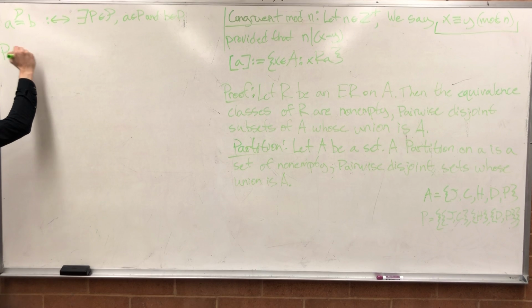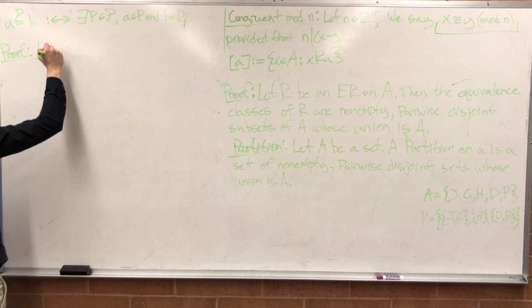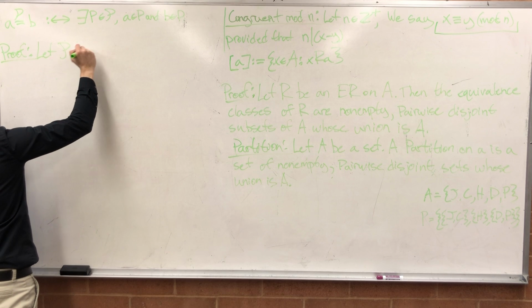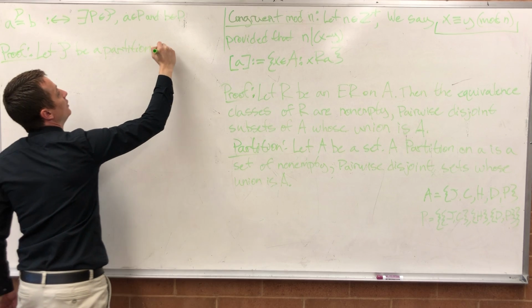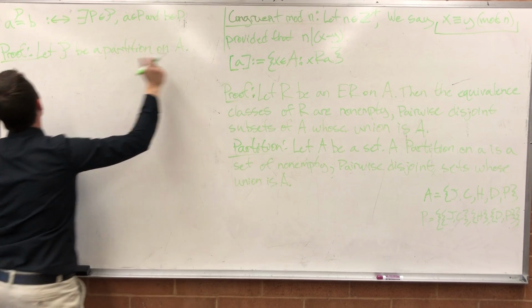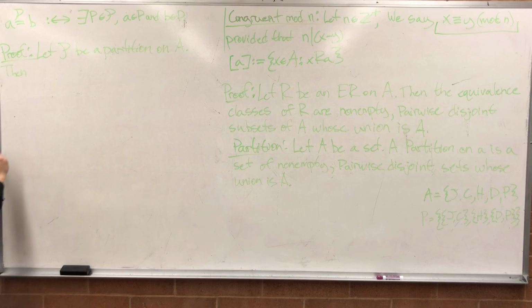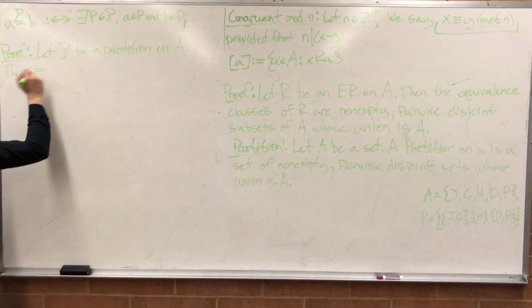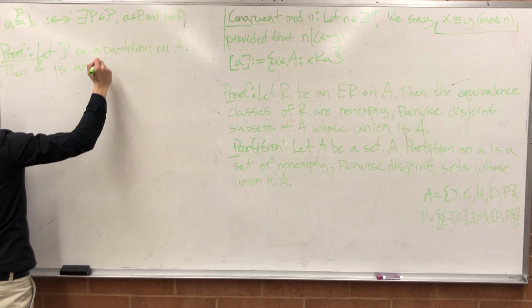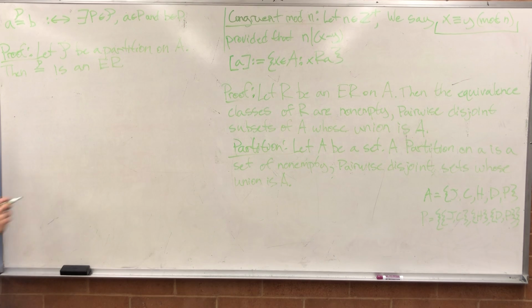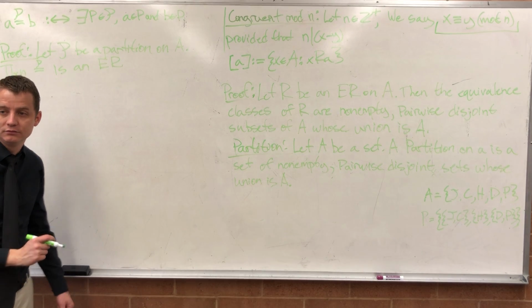So prove: let P be a partition on A, then that relation, that is the in-the-same-part relation, is an equivalence relation. So let's prove it's an equivalence relation. How do I show it's an equivalence relation? If it's reflexive, symmetric, and transitive. I need to show it's reflexive, symmetric, and transitive, right?